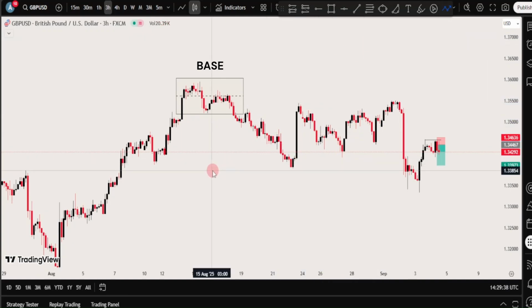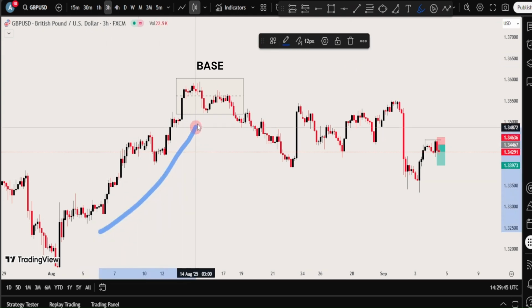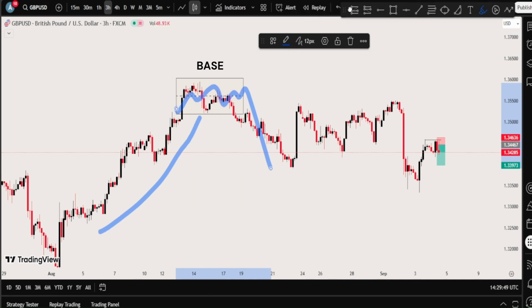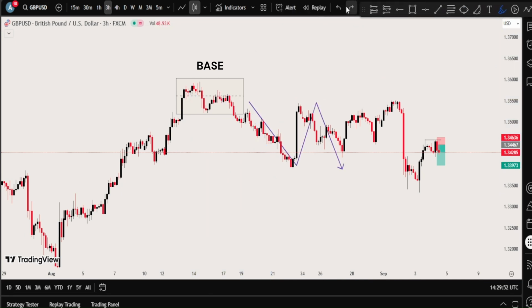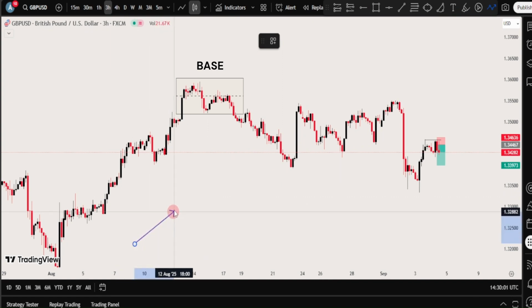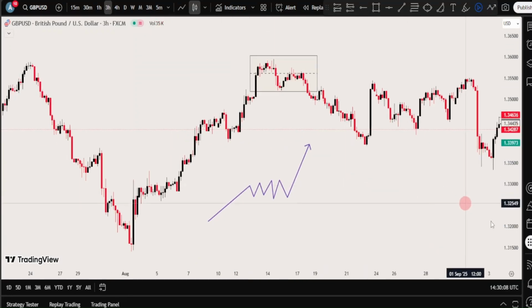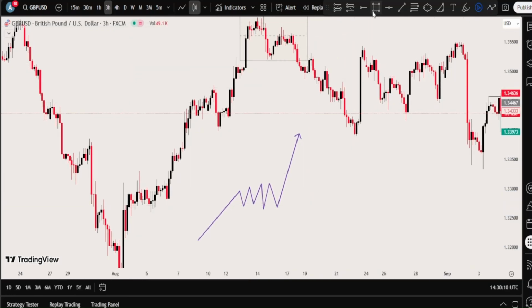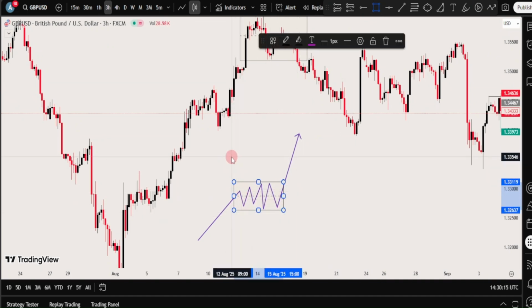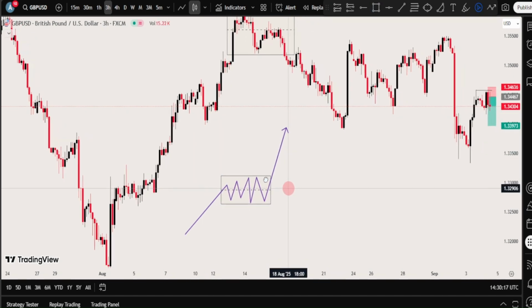Now anytime a supply and demand zone forms, there has to be a base in the market. The move started from here. Before price got here, there was a base like this before the drop. Let me show you. Most of the time price will push up like this and then consolidate a little before an impulsive move to the upside. This right here is what we call a base. Down here, this is also what we call a base. This is what happens before price moves to the upside or to the downside.